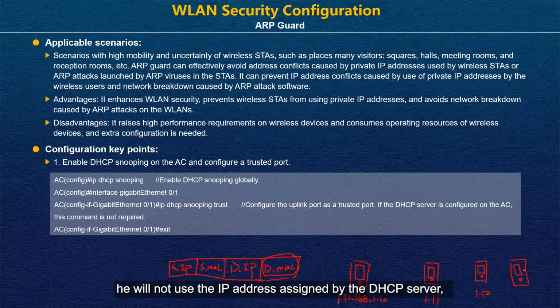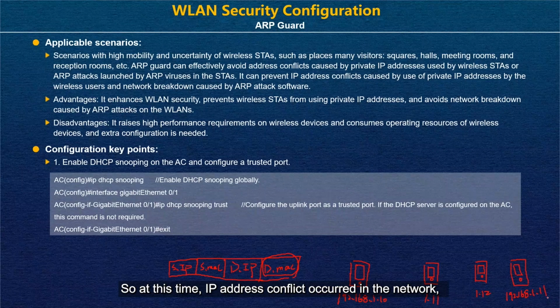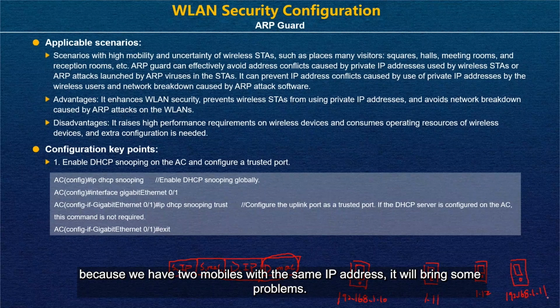He will not use the IP address assigned by the DHCP server. He manually configured the IP address to be 192.168.1.11. So at this time, an IP address conflict occurred in the network, right? Because we have two mobiles with the same IP address, it will bring some problems to them.